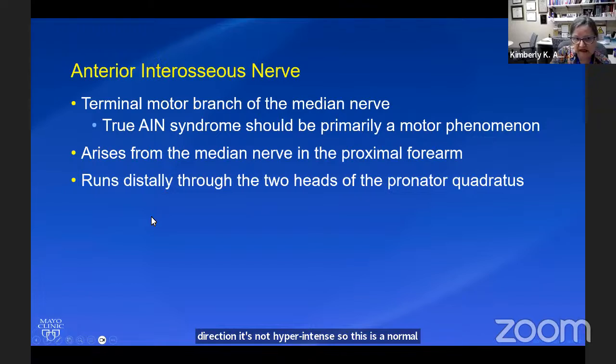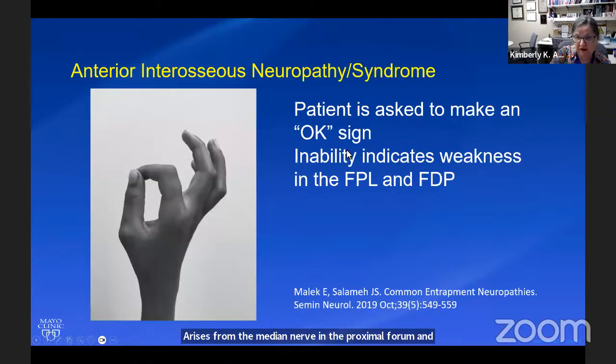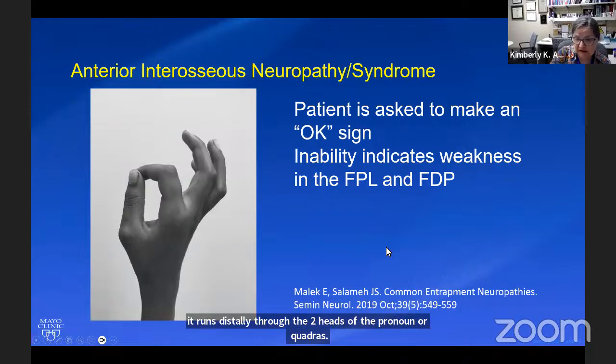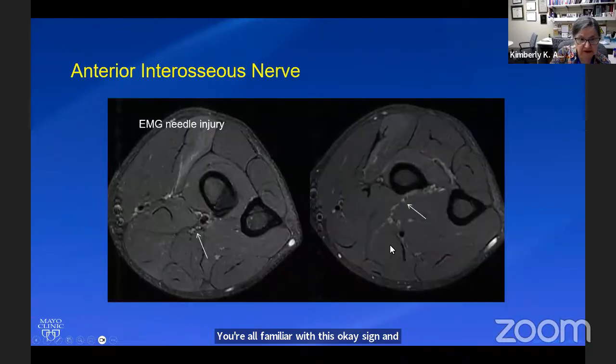The AIN is another area that's super difficult, I think, really challenging. It's a motor branch, so that's important. It arises from the median nerve in the proximal forearm, and it runs distally through the two heads of the pronator quadratus. You're all familiar with this OK sign, and the inability to do that really is muscular weakness. So this happens to be an EMG needle injury, so that's actually not relevant, but you can see here the AIN. This is just basically to show that you can see it at every point.